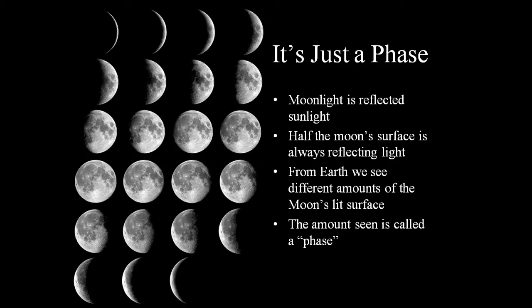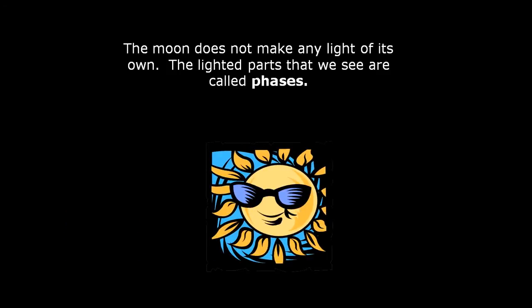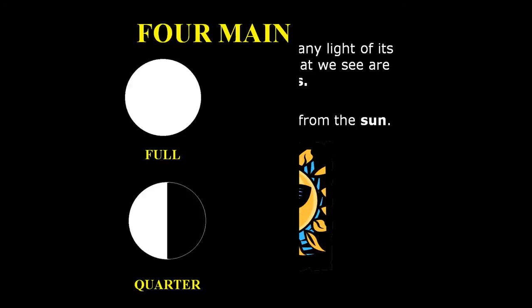Now, I'm going to go into the next slide, and I'm going to end up talking about this word phase and the reflection of light, because I think that there needs to be an understanding before we go forward into talking about phases. Now, to reiterate, the moon does not make any light of its own. The lighted parts that we see are called phases. The moon reflects light from the sun. It does not produce its own light. And what we see as light is called phases.